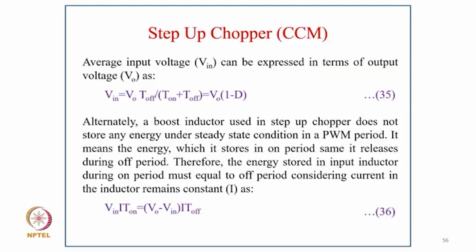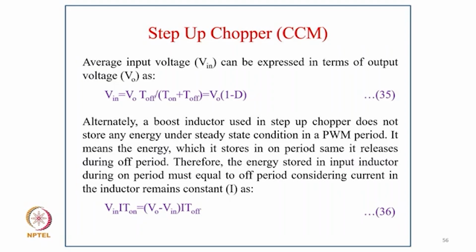So coming to the analysis of step-up chopper in continuous conduction mode, the average input voltage can be expressed in terms of output. So Vin equals VO T off divided by T on plus T off, so that becomes VO into 1 minus D. Alternately, the boost inductor is huge in step-up chopper and does not store any energy under the steady state condition in a period. It means the energy stored in the on period is released during the off period. So the energy stored in the input inductor during the on period must be equal to that in the off period, considering the current in the inductor remains constant.